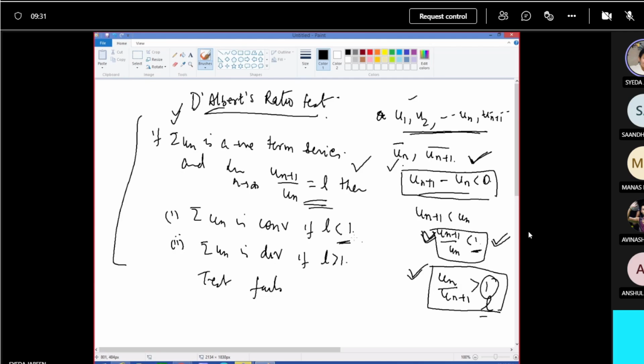Now this concept is being applied over here. It will be convergent, just the reverse of this, because this expression we have reversed. So the theory will also be the reverse of this. So this will converge if L is greater than 1, diverge if L is less than 1, and the test will fail if L is equal to 1.